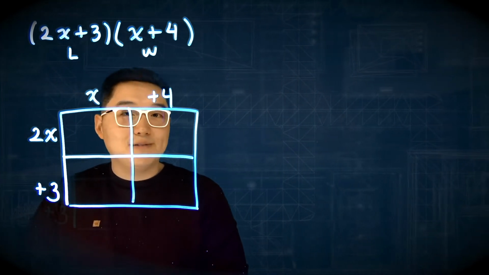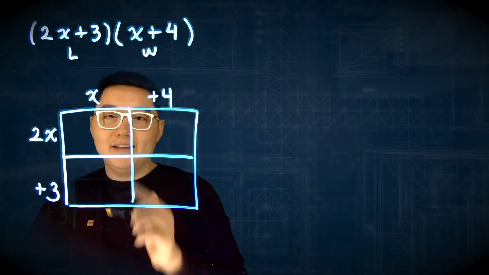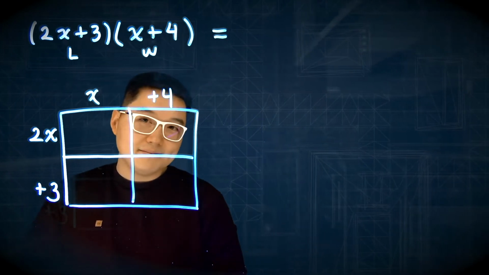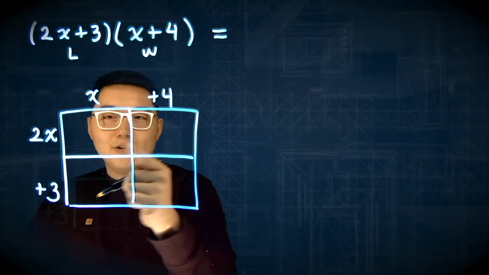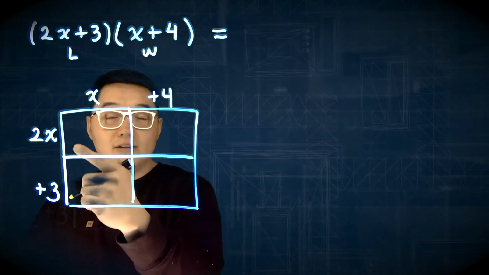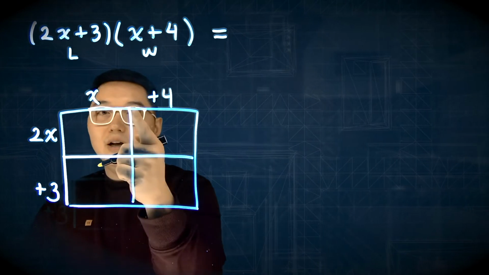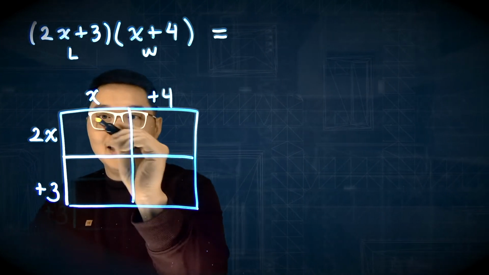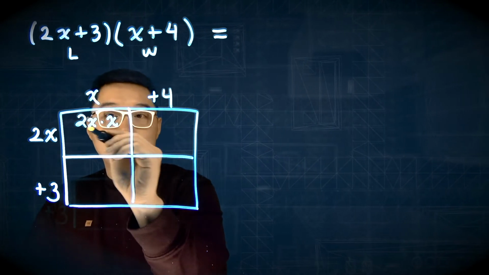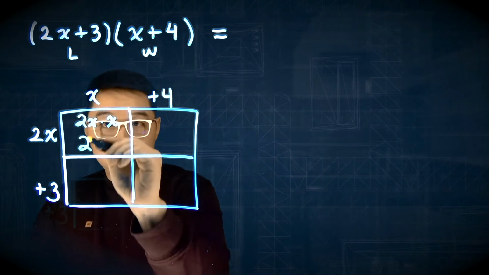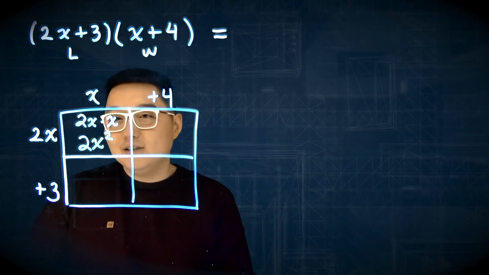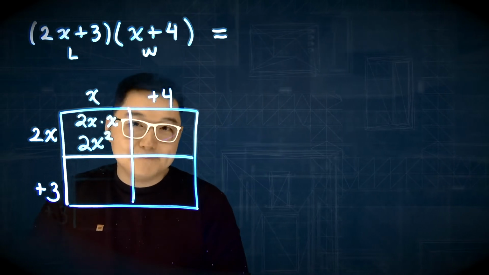Okay, so now to write the area as a sum, all we have to do is find the area of each individual section and add them all together. Let's go ahead and do that. For the first rectangle we see here, we see 2x feet long, the length of 2x, times the width of x. That is 2x times x. If you simplify that, 2x times x is 2x squared. The area of that first section is 2x squared.